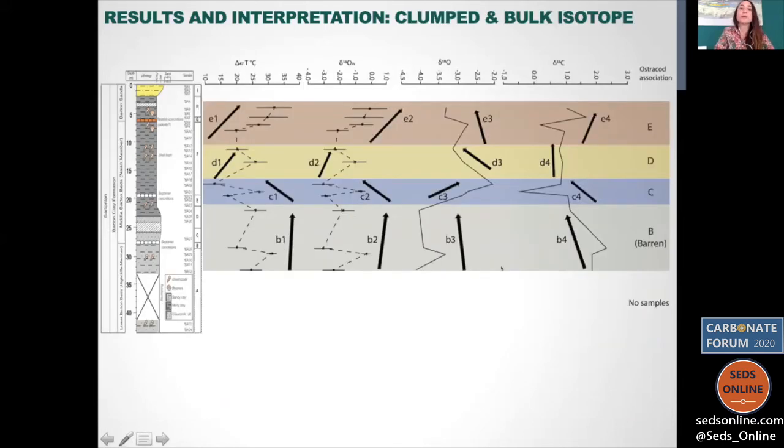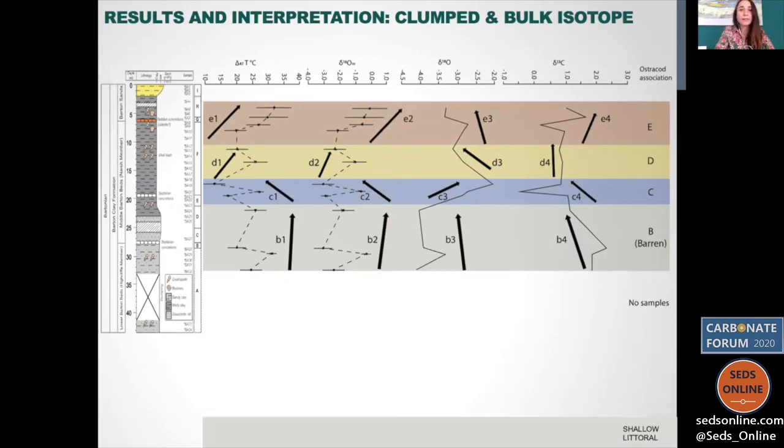Analyzing the geochemical results, we have, starting from the left, the temperature recovered by clumped isotope. Then we calculate the delta 18 of the water, and the bulk isotopes, the oxygen and the carbon. It's important to notice that even if it's not exactly the same, the trend in temperature from clumped isotope is the same as that we obtained from bulk oxygen isotope.